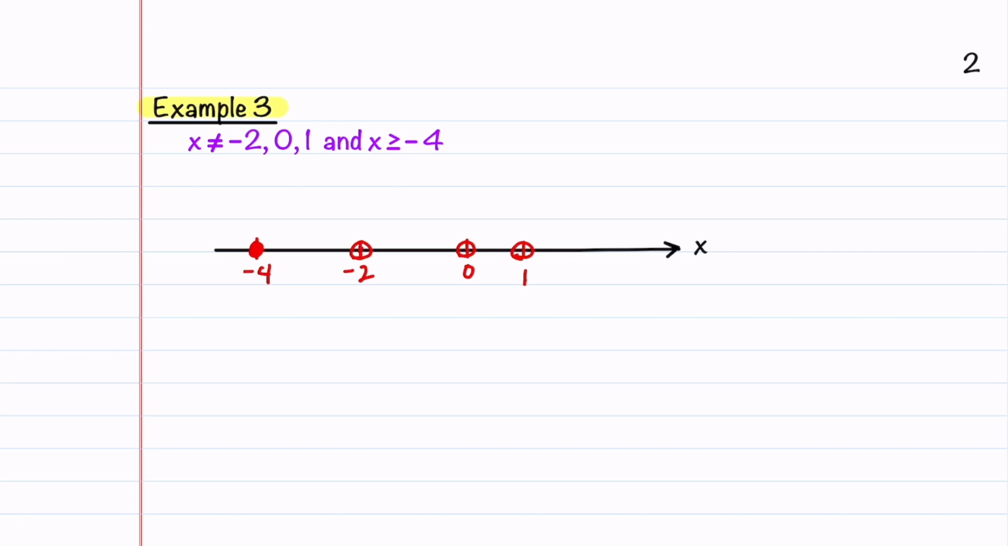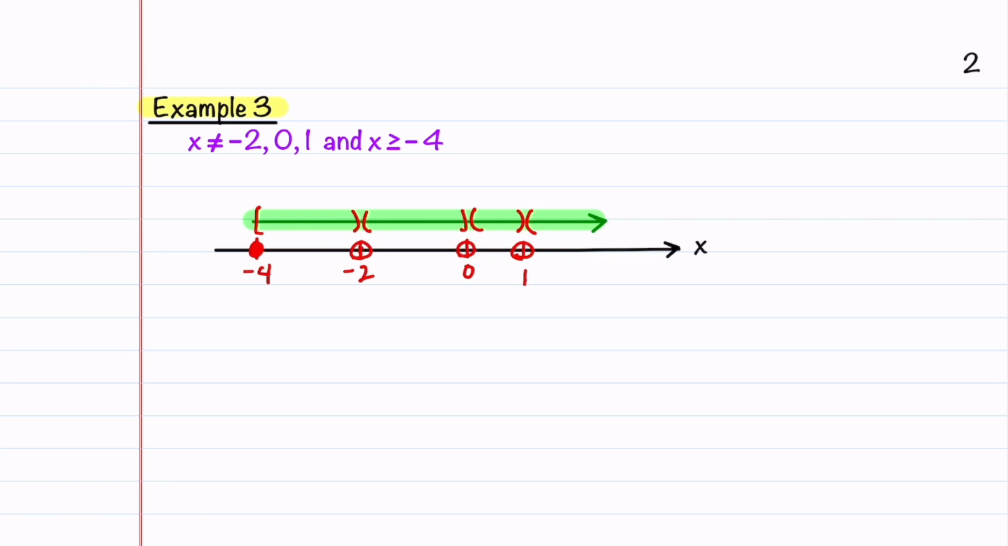Since we only have one inequality, we'll only have one line to draw. We'll mark that x is greater than or equal to negative 4 by drawing a line starting at negative 4 and going to the right. We'll then highlight this line. Let's now put in our parentheses and our brackets. Negative 4 is included, so we'll put a bracket at that point, and then the other points are not included, so we'll put parentheses around those points.